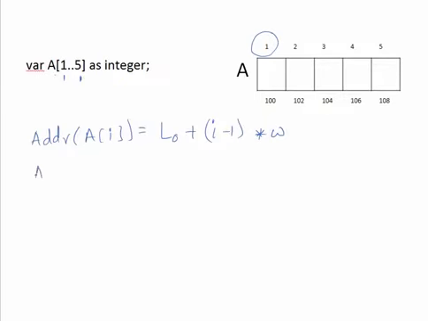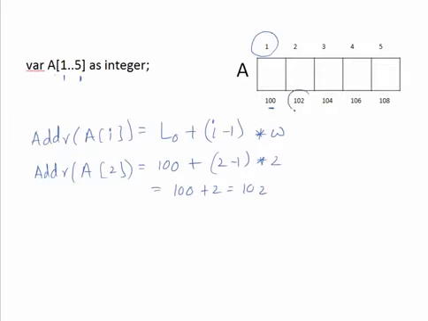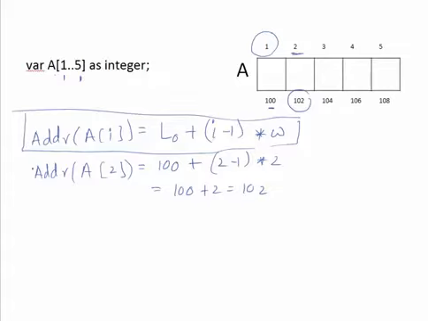As per this example, if we get the address of a of 2, then L0 is 100 plus I is 2 minus 1 into 2. So this gives 100 plus 2, that is 102. So yes, this is 102. The address of index 2 is 102. This is the formula used for accessing any location if the indices are starting from 1 onwards. This used to happen in the languages before C language.